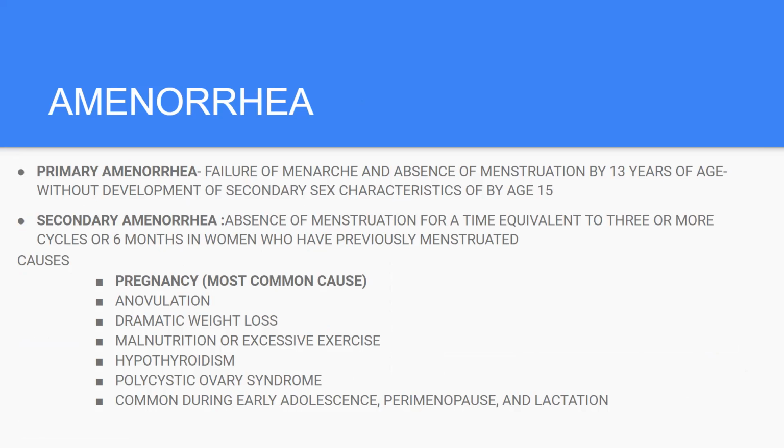The most common cause is pregnancy. You'll see these on questions all the time. An absence of menstruation, because these people have already menstruated, and after 6 months or 1 year later, they do not have periods. So think pregnancy first. And the other causes are anovulation, dramatic weight loss, malnutrition, and thyroid diseases. Polycystic ovarian syndrome is also one of the causes. And then they may have perimenopause. I had patients in my clinic who were menopausal at age 36. So look for causes outside pregnancy also.